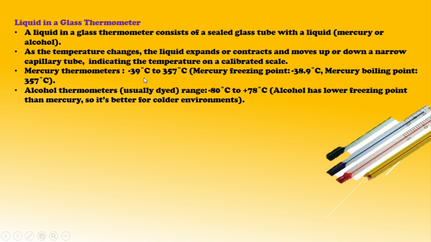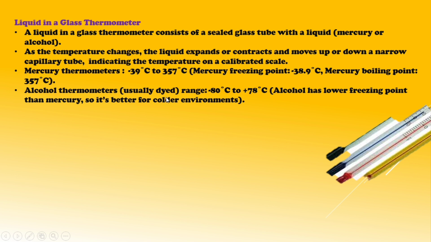Now, there are two types of liquid in glass thermometers: mercury thermometers and alcohol thermometers. Mercury thermometers measure temperatures ranging from minus 39 degrees Celsius to 357 degrees Celsius. Mercury's freezing point is minus 38.9 degrees Celsius and its boiling point is 357 degrees Celsius.